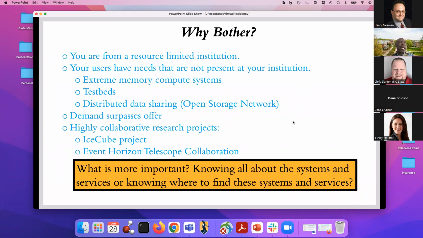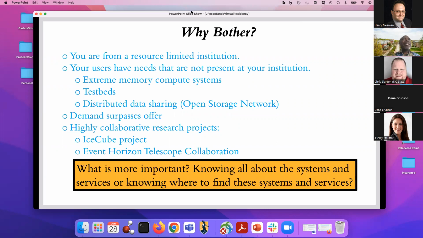I'm going to ask you this question: what is more important, knowing all about the systems and services or knowing where to find these systems and services? Share your thoughts in the chat. As far as I'm concerned, I would like to know where to find these systems and services, because if I know where to find them, I can figure out what is important to me or what my users need. Even though sometimes you may have an idea, and then when you really go into the system, you end up figuring out that it's probably not what you want. So what do you think?